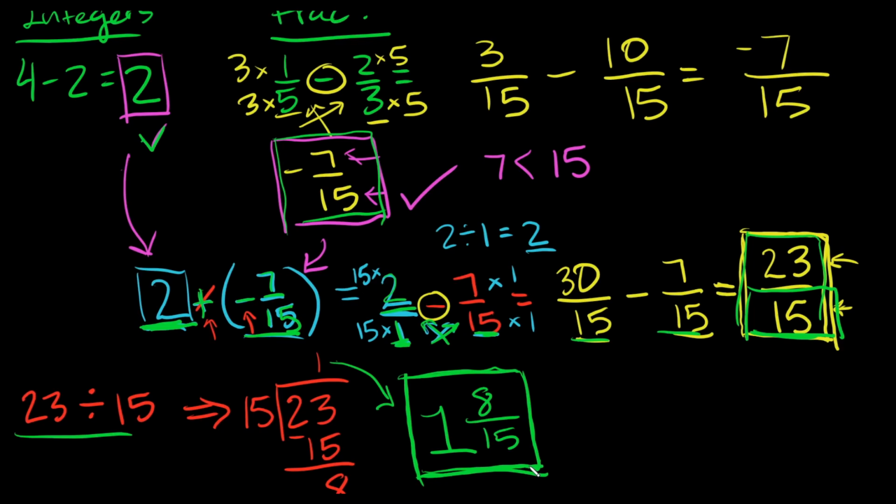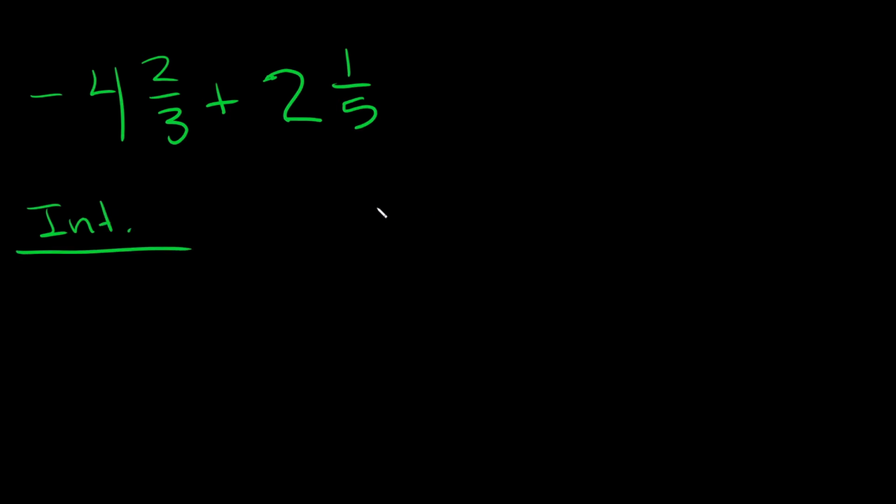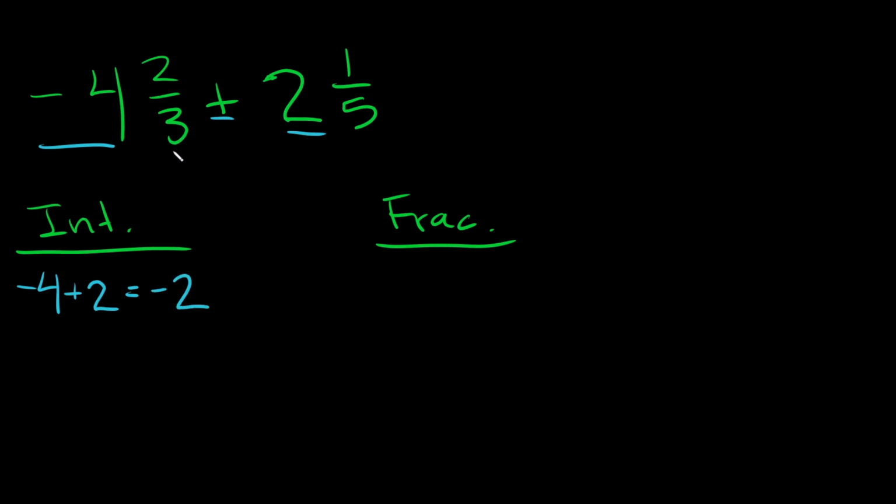But I'm gonna do one more example, and then I think it's gonna tie it all in together a little bit for you. Okay, so what if we had negative 4 2/3 plus 2 1/5? Okay, so we're gonna do the same thing we've been doing with all the other ones, right? We're gonna split these into integers on this side, fractions on this side, okay? So what integers do we have here? We have negative 4 plus 2, right? So negative 4 plus 2. What does that equal to? Negative 2. Then we have the fractions. 2/3 plus 1/5.